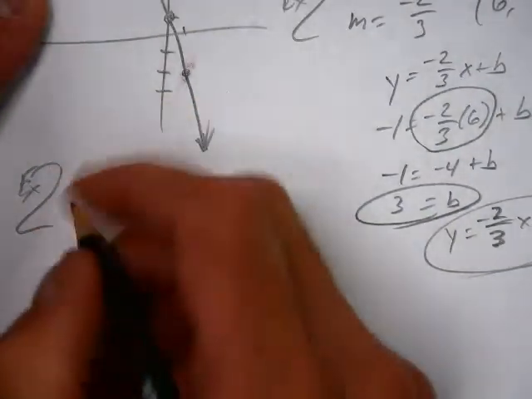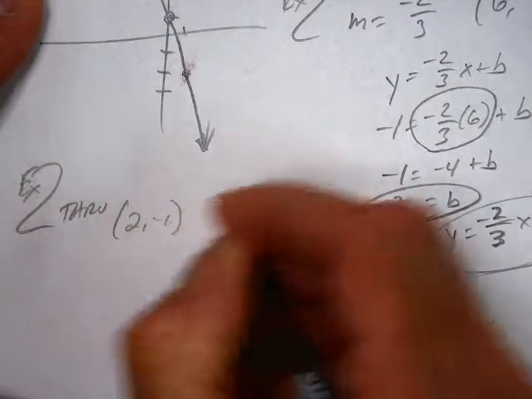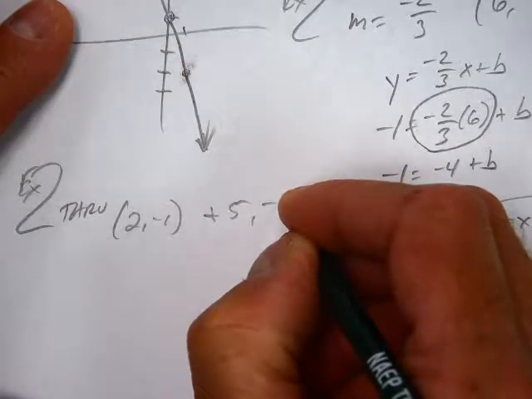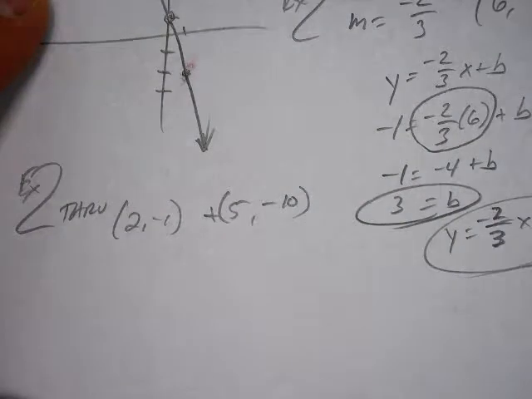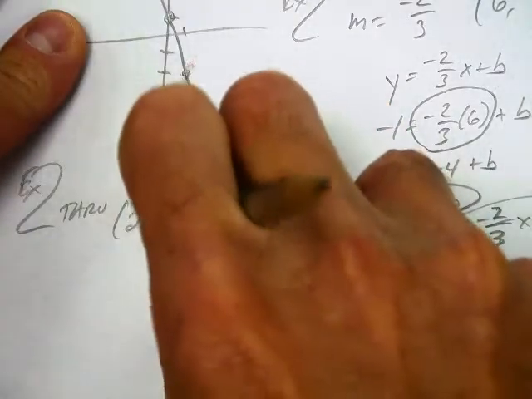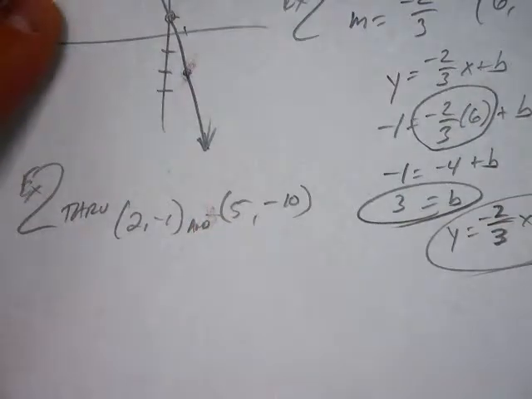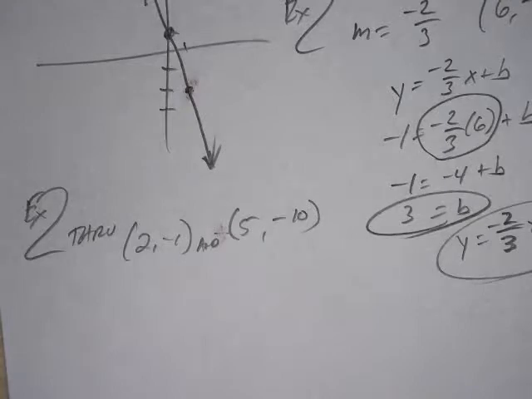What if it goes through the points 2, negative 1 and 5, negative 10? I'm not going to tell you exactly how to do that. You guys, brainstorm, figure out how to do it. Before, I've always given you the slope and a point. Figure out what you've got to do.